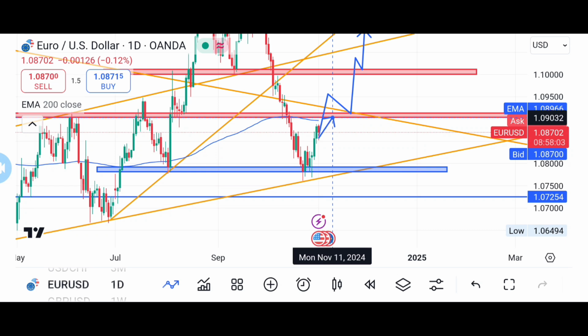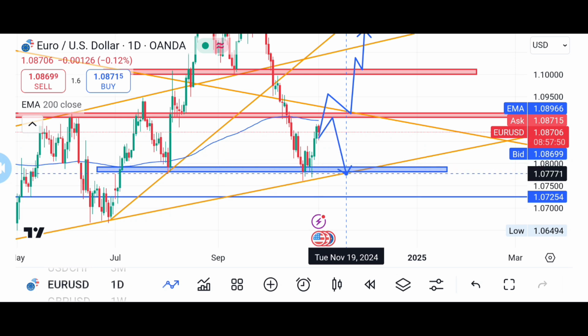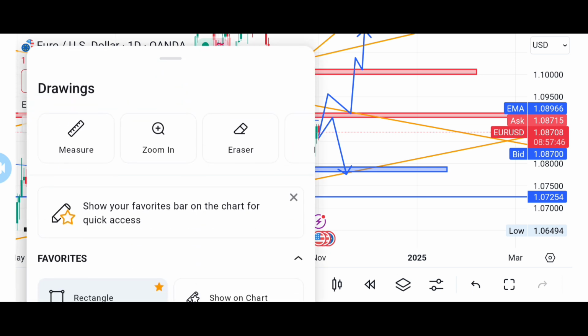So what are we expecting? We are expecting that the sellers will push the market downward. Are we together? Up to that zone. So we shall enter for sell.